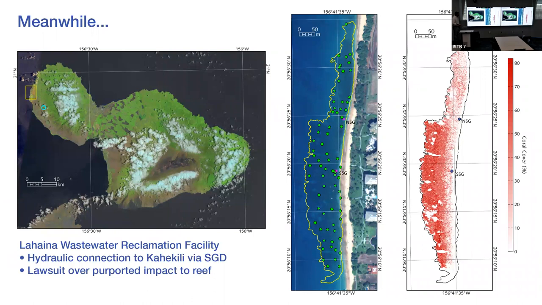This was fun work in Maui. I won't get into it, but there was a lawsuit that went all the way to the Supreme Court. I was on the Maui side surveying the reef and understanding whether the submarine groundwater discharge from these two sites impacted the reef. And the answer is no. What impacts the reef is this long beach here and the sand abrasion.